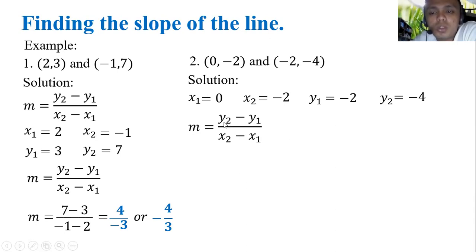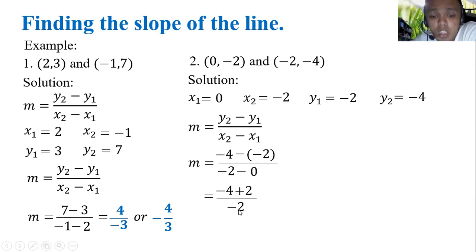Now, substitute natin. Your y sub 2 here is negative 4 minus your y sub 1, negative 2, all over your x sub 2 here, negative 2, minus your x sub 1, 0. So negative 4 minus negative 2 or negative 4 plus 2, because negative times negative is positive, all over negative 2 minus 0 is negative 2. Negative 4 plus 2 is equal to negative 2 over negative 2. Negative 2 divided by negative 2 is equal to 1. So the slope here is equal to 1.